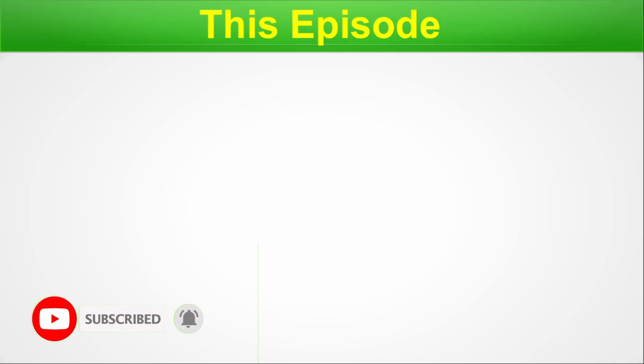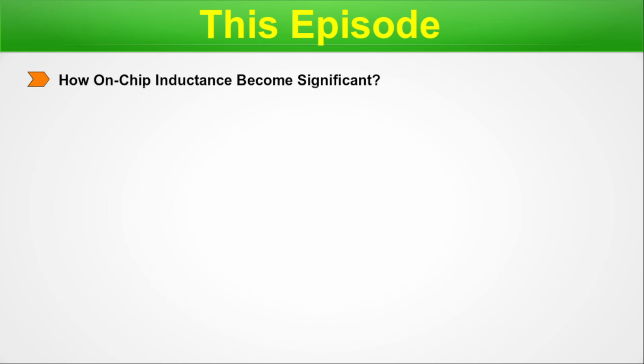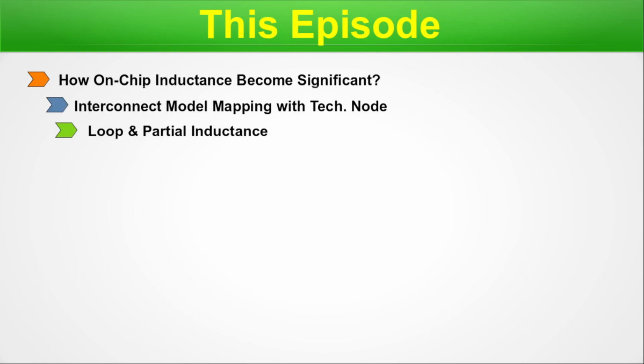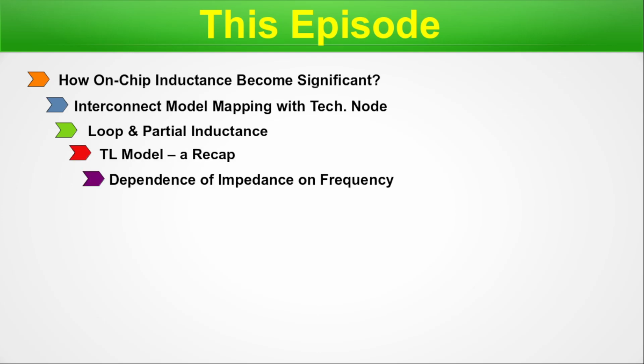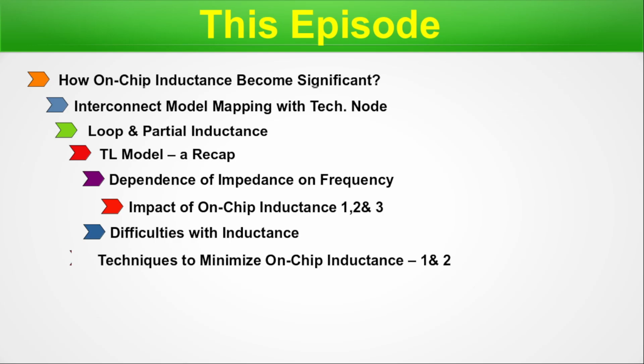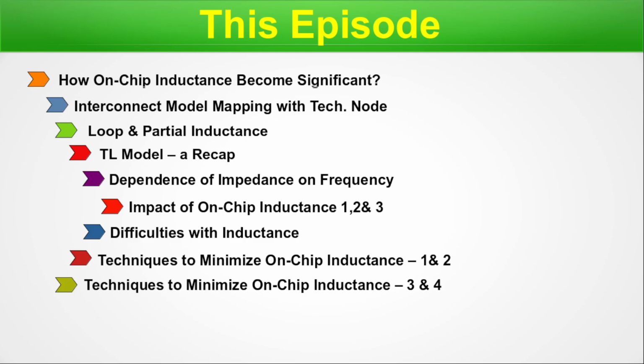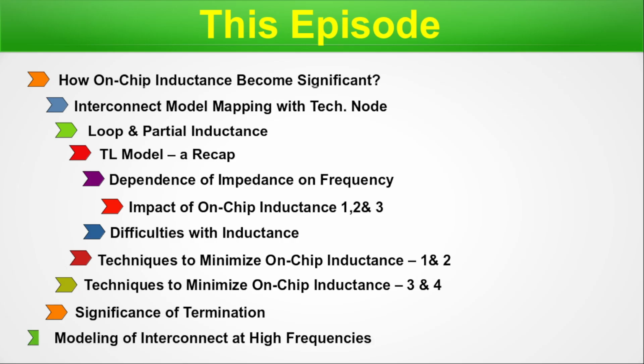So let's take a look at the pointers we are going to discuss in today's episode. First, how on-chip inductance becomes significant. Second, interconnect model mapping with technology node, loop and partial inductance, transmission line model, a small recap, dependence of impedance on frequency, impact of on-chip inductance, first, second and third slide, then difficulties with inductance, then techniques to minimize on-chip inductance, first two slides, then techniques to minimize on-chip inductance, more two slides, and significance of termination, and finally modeling of interconnect at high frequencies.